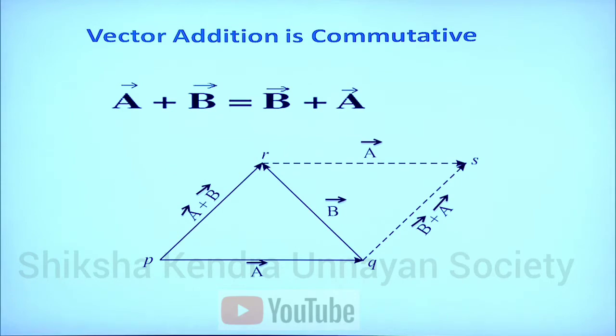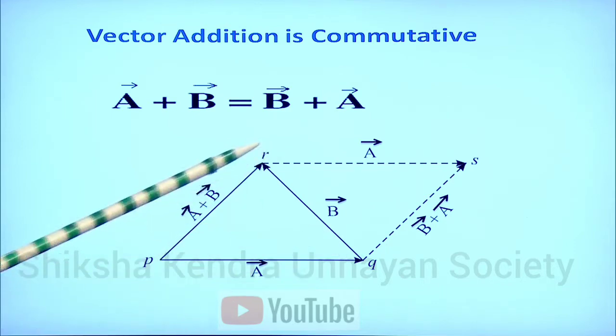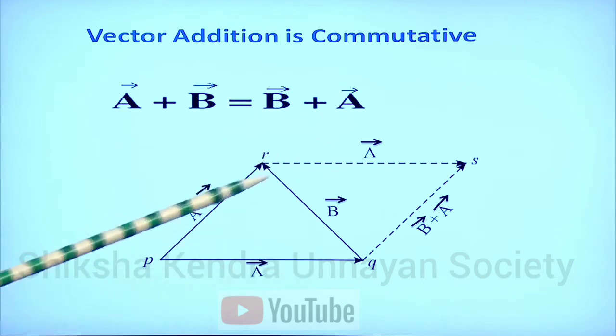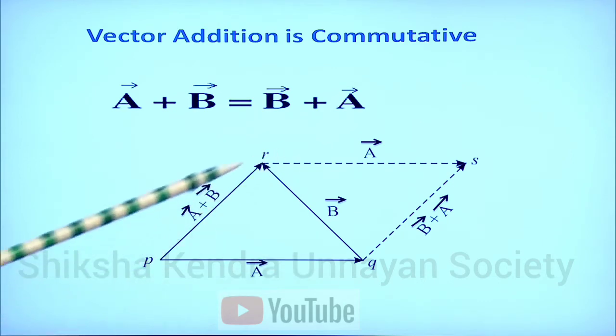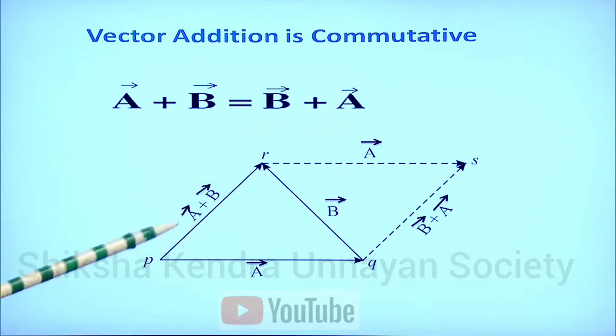As you can see on your screen, the vector A is represented by PQ and vector B is represented by QR. According to triangle law, PQ plus QR, that is vector A plus vector B, equal to PR, which is the third side of the triangle and taken in opposite order. So, PR represents A plus B.